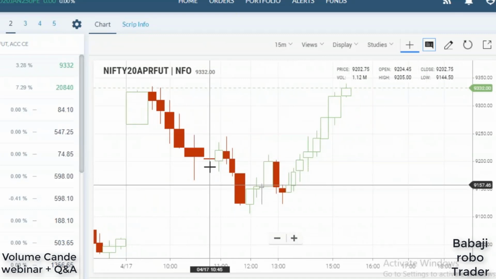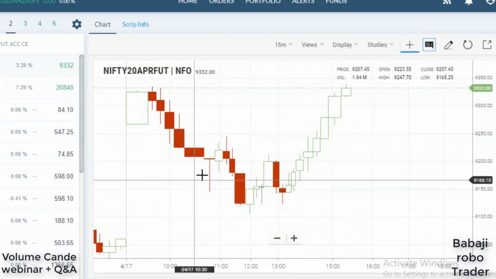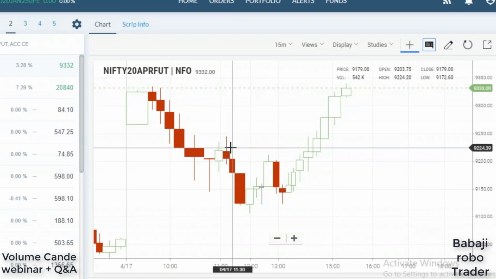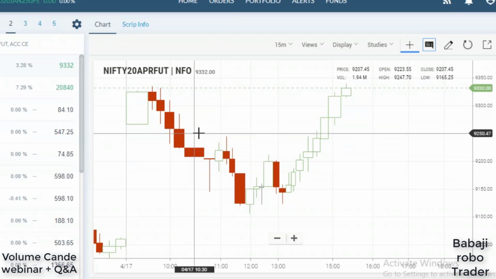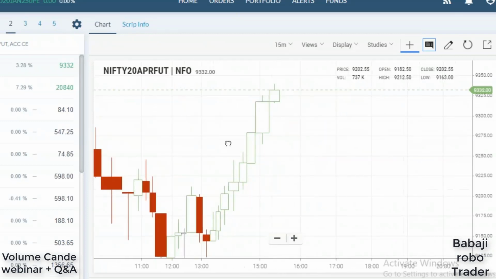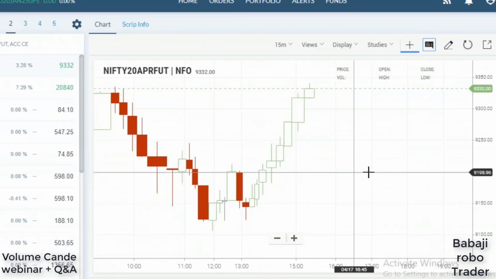See here, we are getting a pin bar, the long wick. So you have to wait for the confirmation, that is the high break of this candle, and we can take a long trade. That's all. It's so simple. When you start practicing it, you will realize the whole strength of this particular strategy.